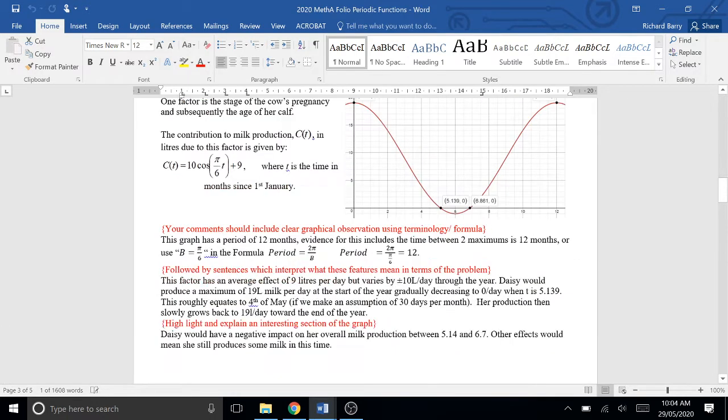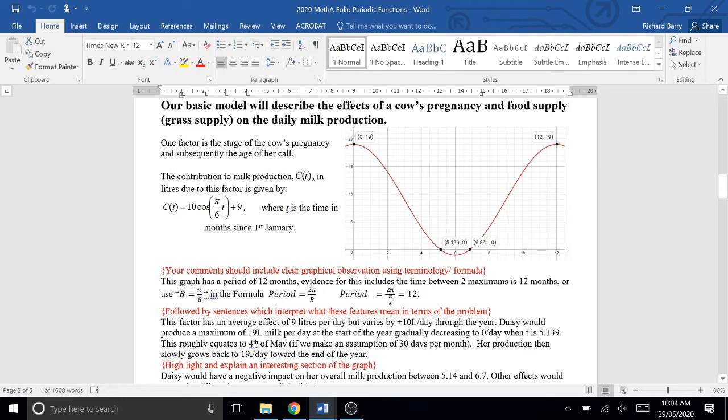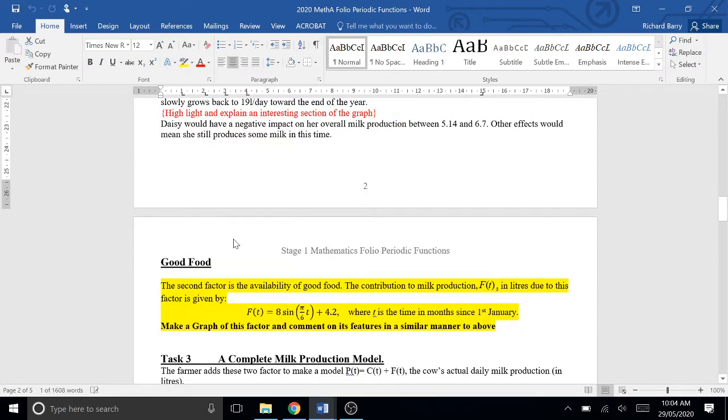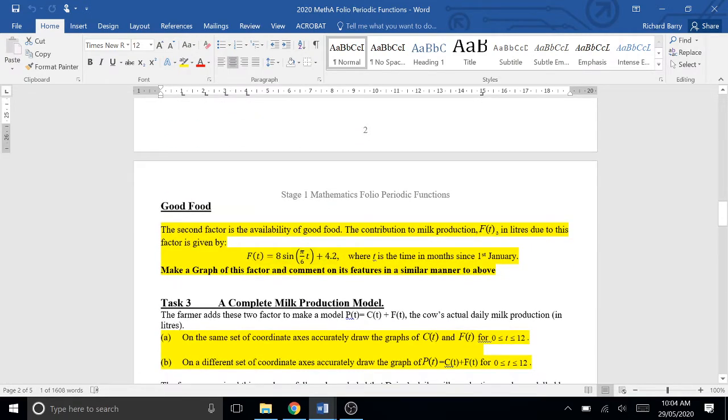We have the amount of milk made due to the cow's pregnancy, which is in this equation. We have the amount of milk that's produced due to the variation in the food. Good food in summer, but maybe not quite so much in winter, or whatever the equation suggests.